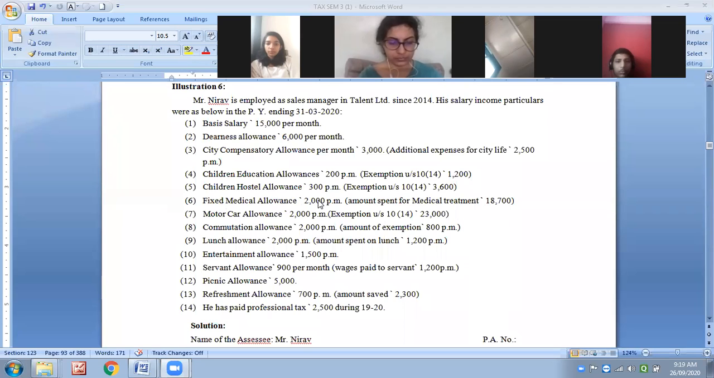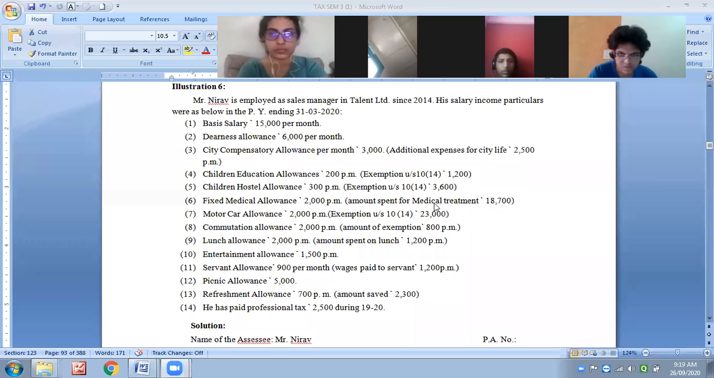Fixed medical allowance, 2000 per month. Fully taxable. Again, amount spent for medical treatment, 18,700. Ignore. Not always, though. Somewhere, if reimbursement of expenses comes, that time we will see. That is a perquisite, and thereby we have to take up the value.